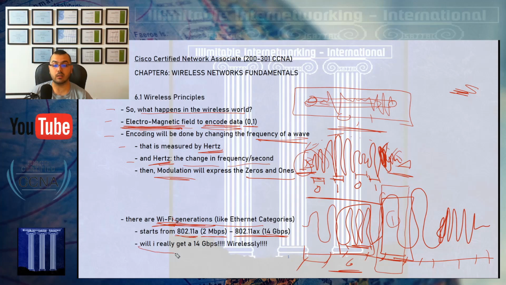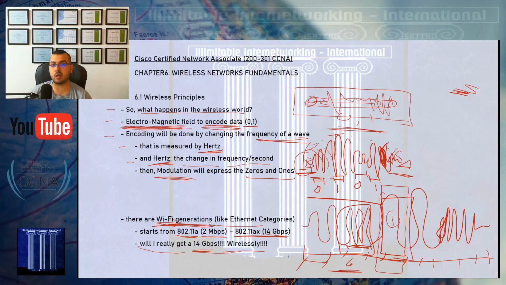Will I really get 14 gigabit per second wirelessly? Yeah, you wish. Because there is moisture, there is heat, there is distance, there is noise, there are other frequencies or channels in the air using the same frequencies and modulation that I'm using, or they are very close to them, so they will interrupt my signal and change it a lot.